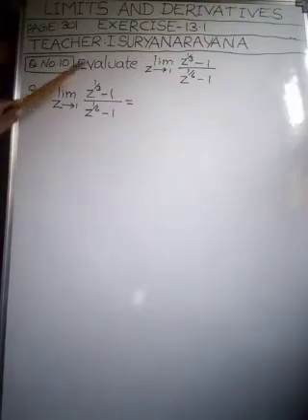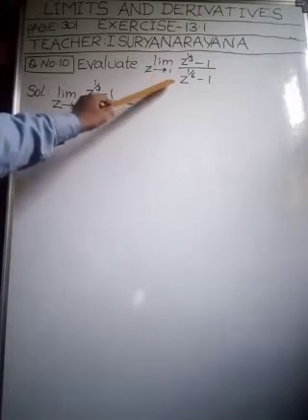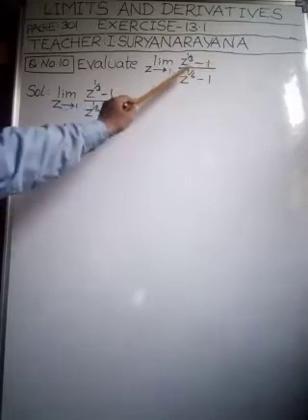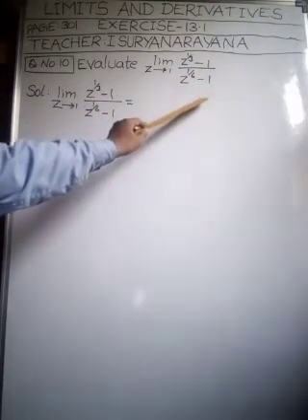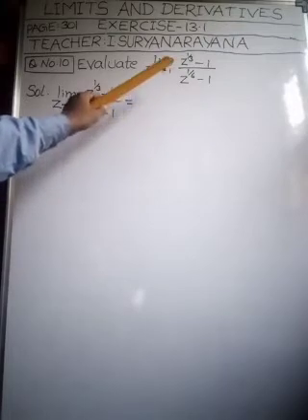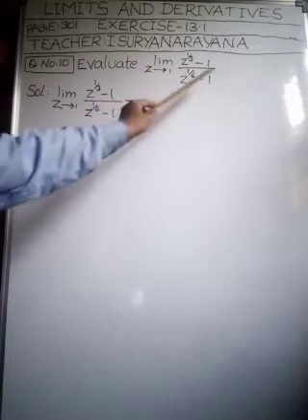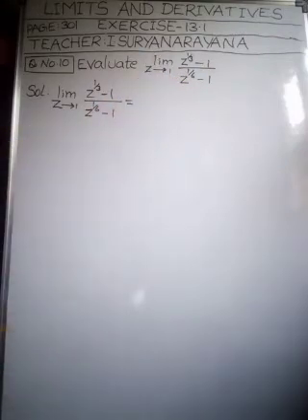Question number 10. Evaluate the limit as z tends to 1 of (z to the power of 1 by 3 minus 1) divided by (z to the power of 1 by 6 minus 1). Understood this question, my children? Yes, we have to find the limit of this function as z tends to 1. Okay, my children. Right. Come to the solution part.